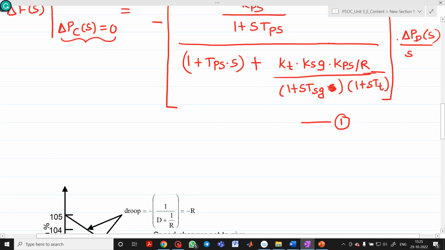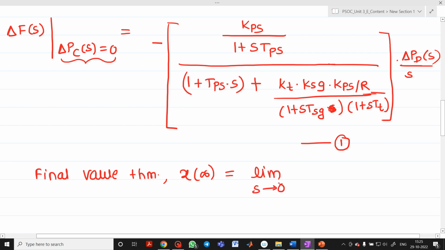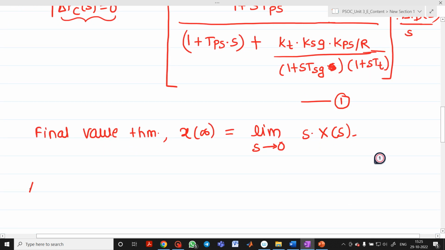Now we know what a final value theorem is. Let me first delete this because we have to draw it later on. I will write here final value theorem. Now what is a final value theorem? How can we write it? We can write it like this. Final value theorem: x of infinity will be equal to limit s tends to 0 of s into capital X(s). So with the help of the final value theorem, I can write it as delta small f of s.